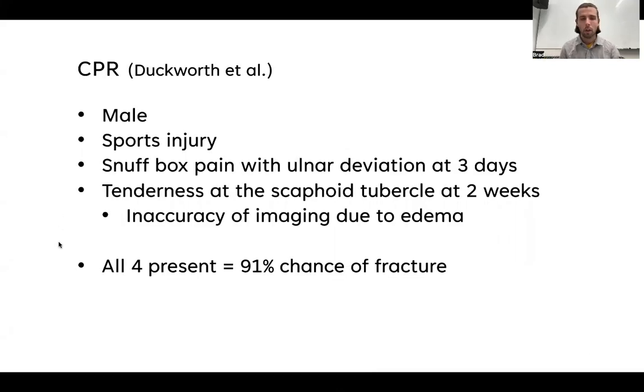Okay, and then some clinical prediction rules that we went over. This is from a study done by Duckworth et al. So as stated before, usually this will occur more often in males, usually due to some kind of sports injury, anatomical snuff box pain with ulnar deviation at 3 days, and then tenderness over the tubercle at 2 weeks.